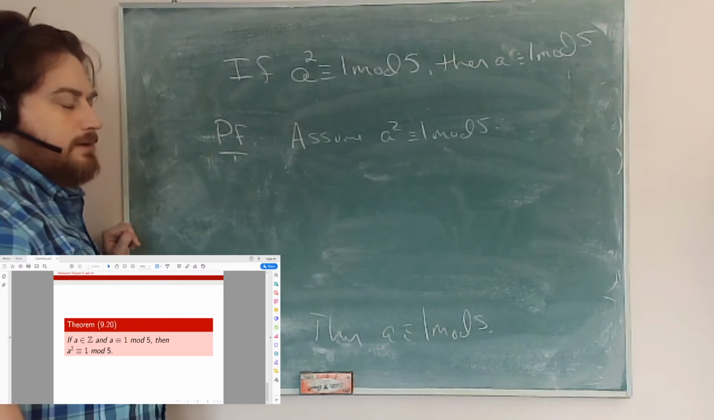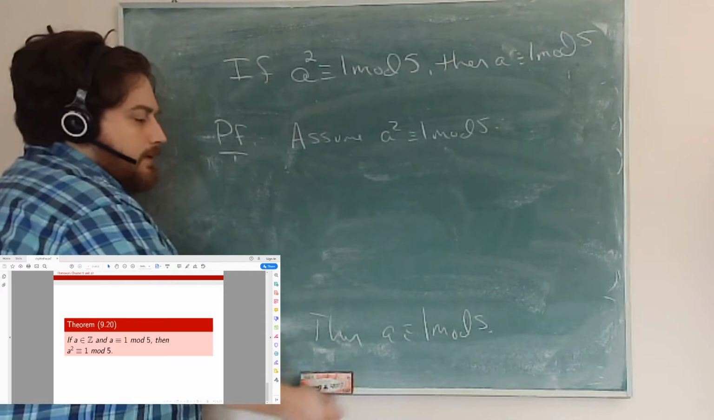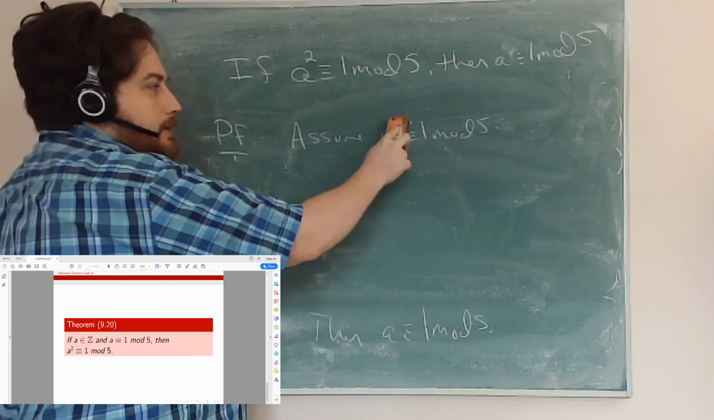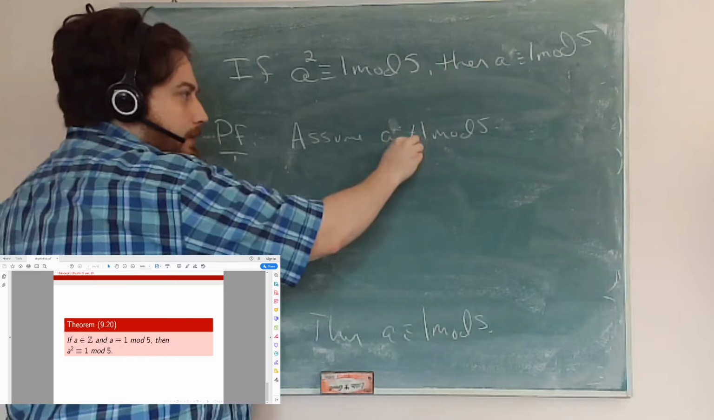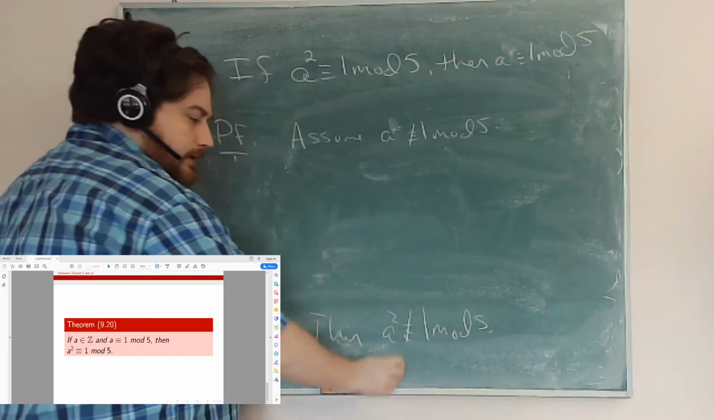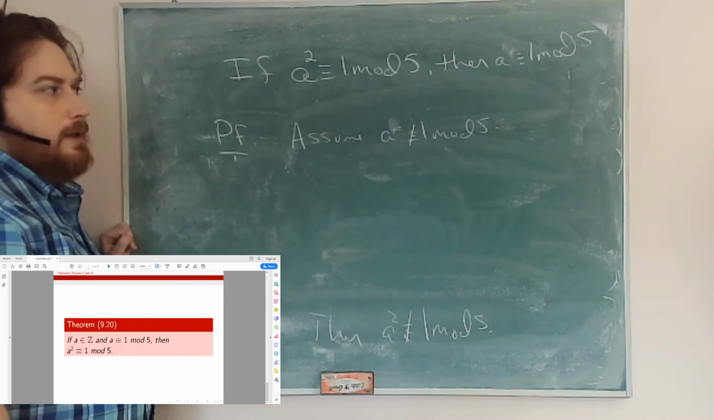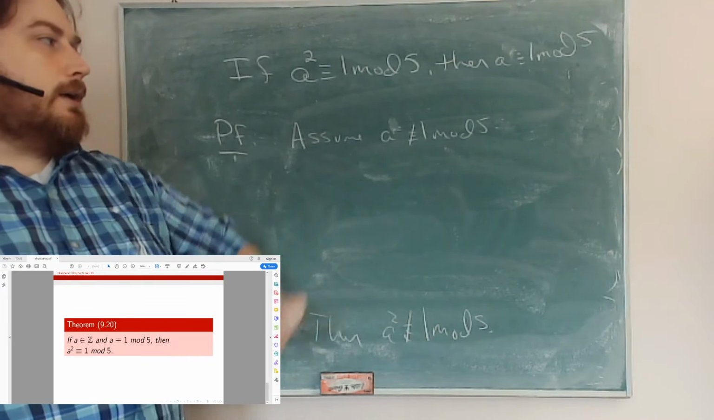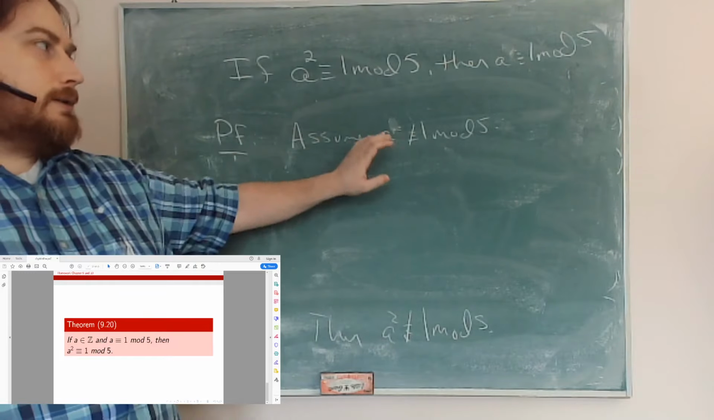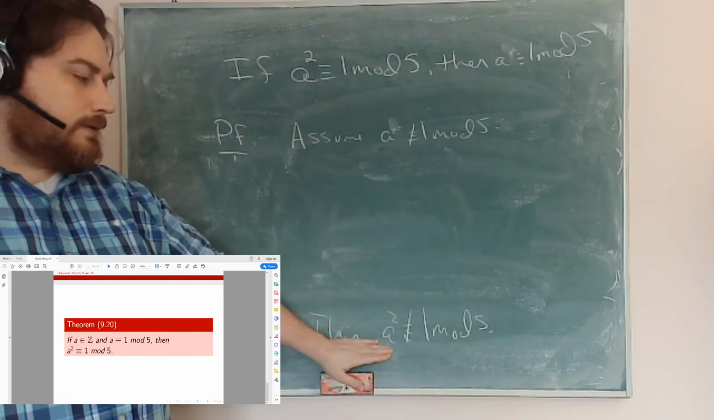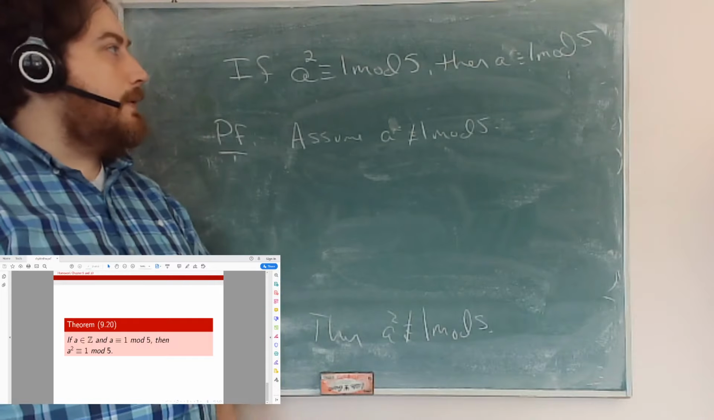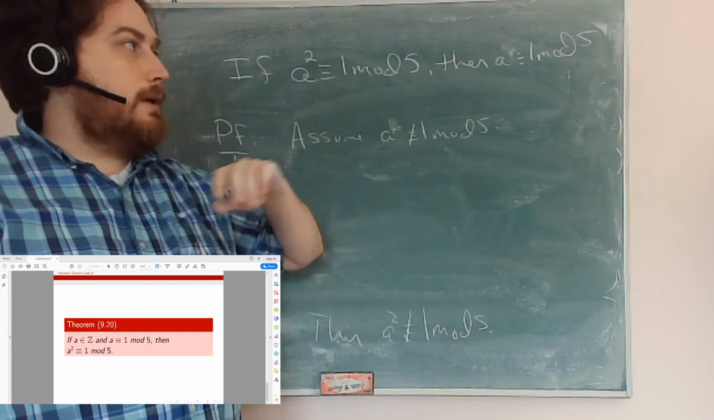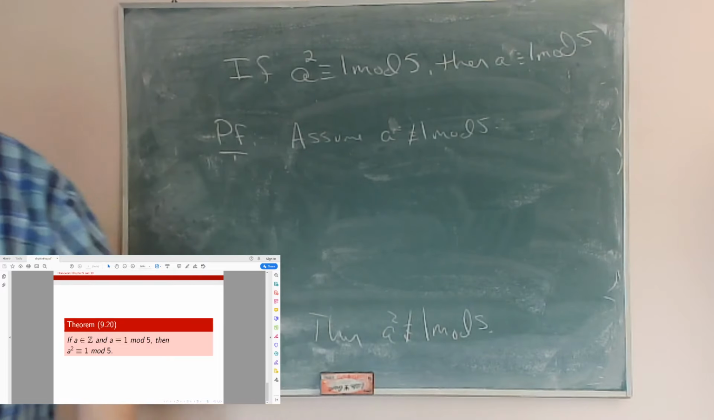Now actually, I'm going to do this one by contrapositive. So I'm actually going to assume that A is not congruent to 1 mod 5, and I have to show that A squared is not congruent to 1 mod 5. And so that's why I wanted to do this one, because then I would actually use a contrapositive. I'd actually have a negation. So A is not congruent to 1 mod 5. I have to show that A squared is not congruent to 1 mod 5. That would imply that if A squared is congruent to 1 mod 5, then A is congruent to 1 mod 5.